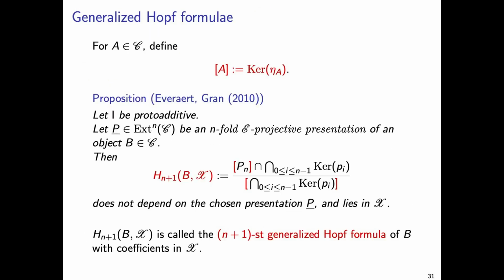Okay, let me conclude by giving you the form of the general Hopf formula in the proto-additive setting. For this, I will write A in square brackets for the kernel of the A component of the unit. And then the result is that if P is an n-fold E-projective presentation of an object P, so P is an n-fold extension in particular, then this quotient, where we have the object P_n square brackets intersected with all the kernels of the morphisms P_i, quotiented by the square brackets of the intersection of all the kernels, does not depend on the chosen presentation P and lies in the subcategory X. And this is called the first general Hopf formula and allows us to study homology in various situations.